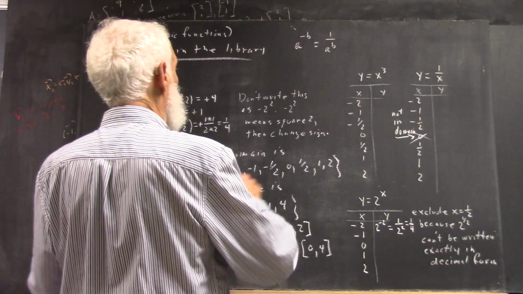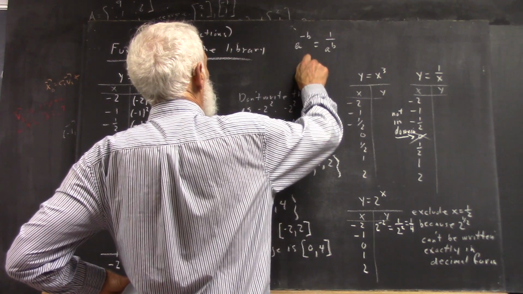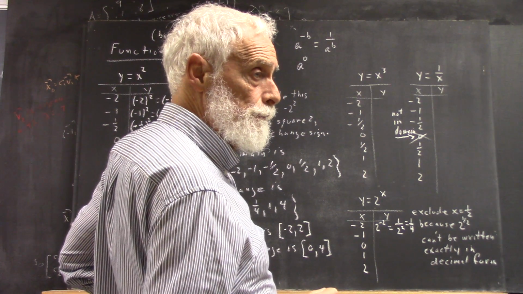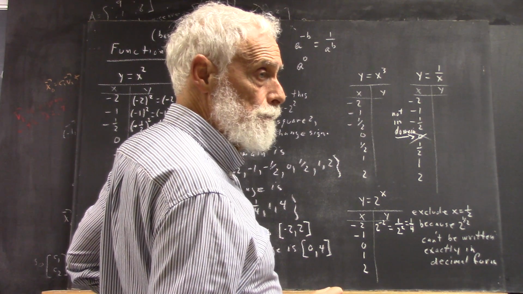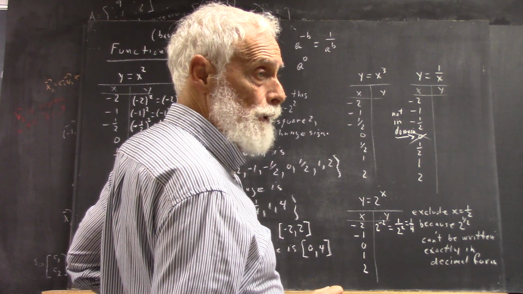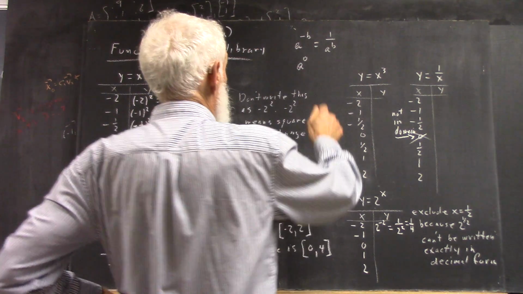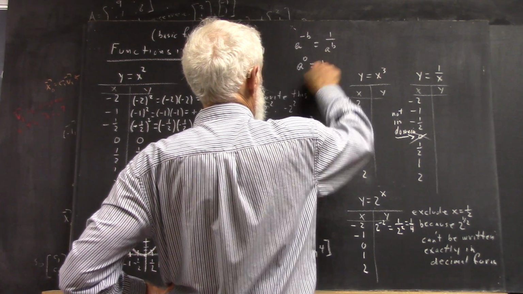And what else do we know? What's one of the laws of exponents for the 0 power? What's a to the 0? No. Any number to the 0 power is equal to 1. One of our laws of exponents.